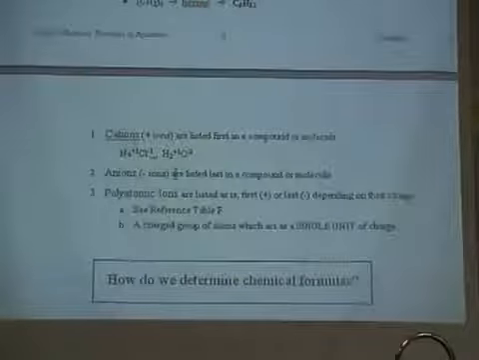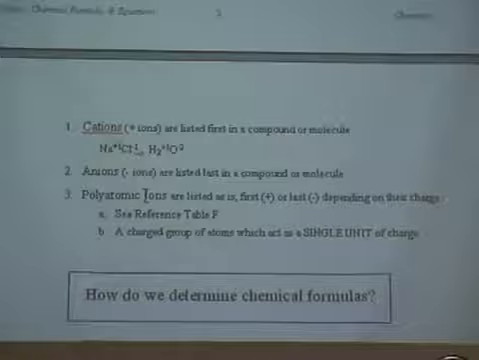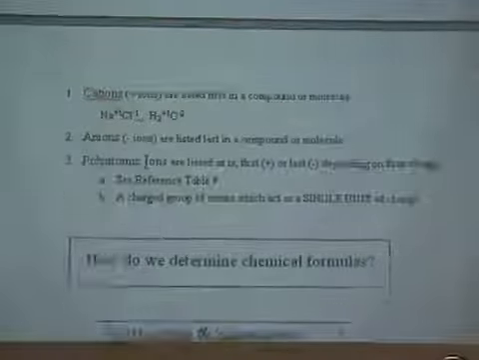There are some compounds that are called polyatomic ions. And what that means is there are many atoms that make up one ion, and we have a whole chart of these that we use in class.